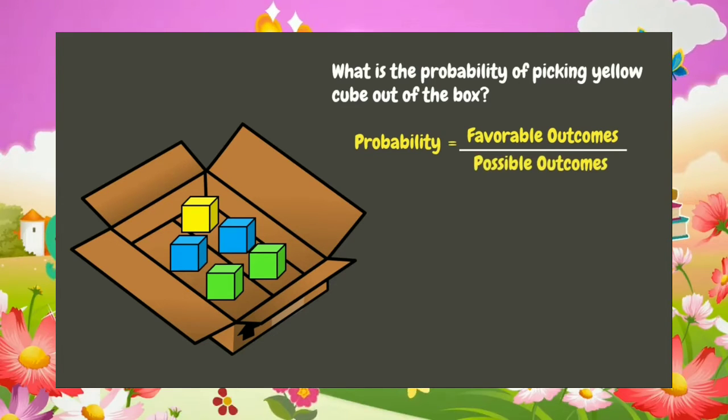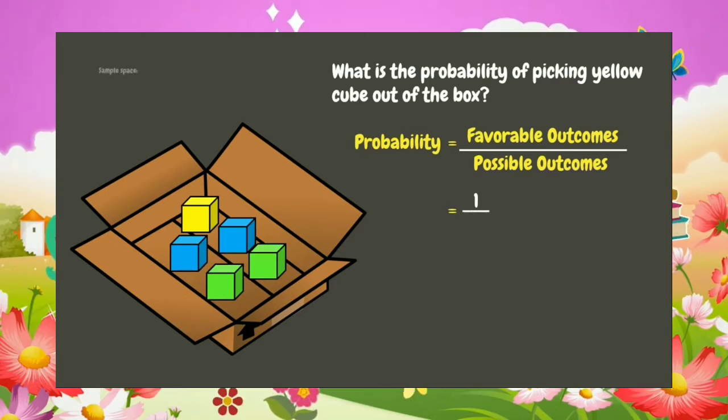Very good. Favorable outcomes are the specific outcomes we are looking for. And we are looking for the probability of picking a yellow cube. So, how many yellow in the box? There is 1. Very good. So, the possible outcomes, we will divide by that. How many is it?